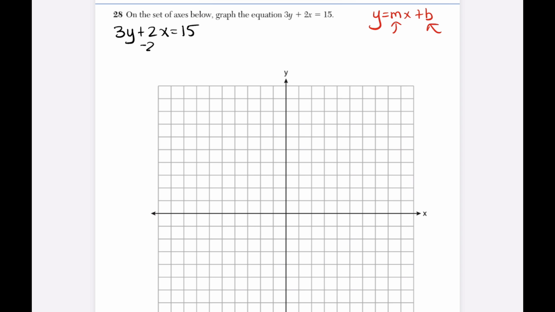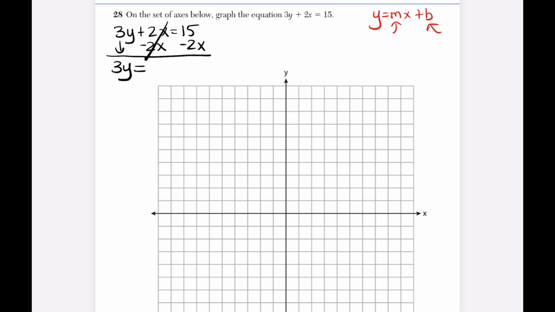So I'm going to start by subtracting 2x from both sides. Now, when I say that, I know some of you might be like, well, I can't subtract 15 minus 2x. You're absolutely right, and that's okay. Here's what we're going to do. Bring down the 3y. These will cancel out because 2x minus 2x is 0. 0 plus 3y is just 3y. Bring down your equal sign, and now you're right.